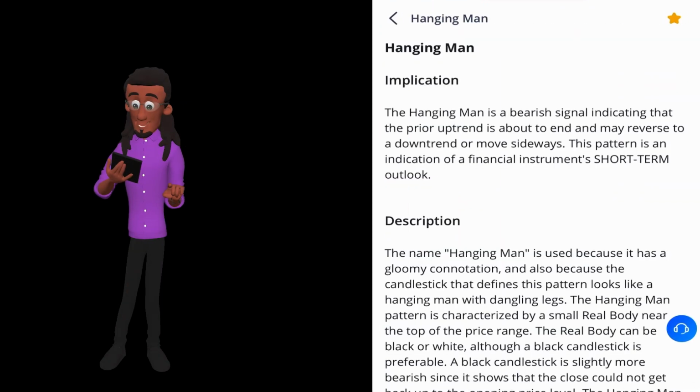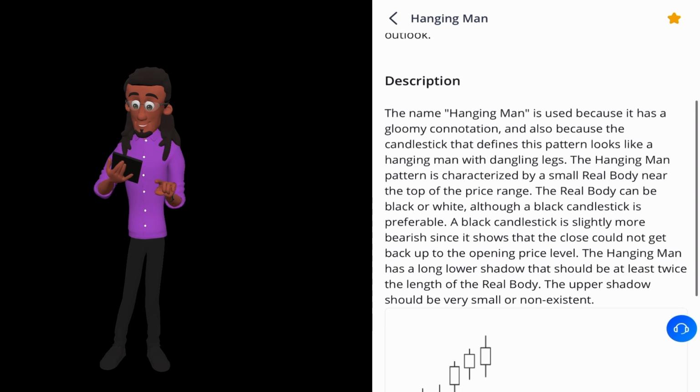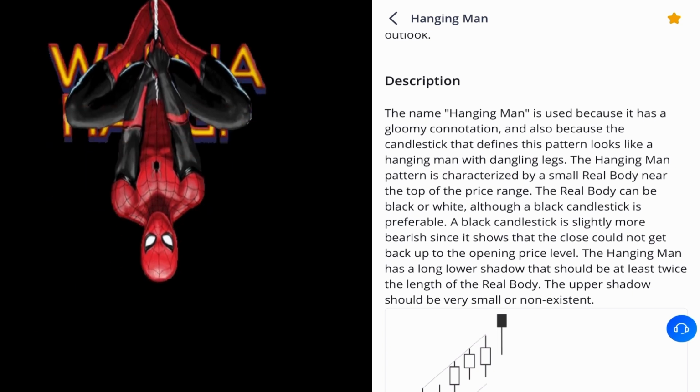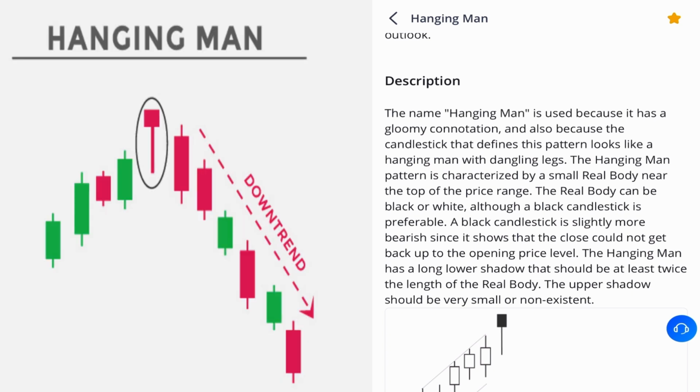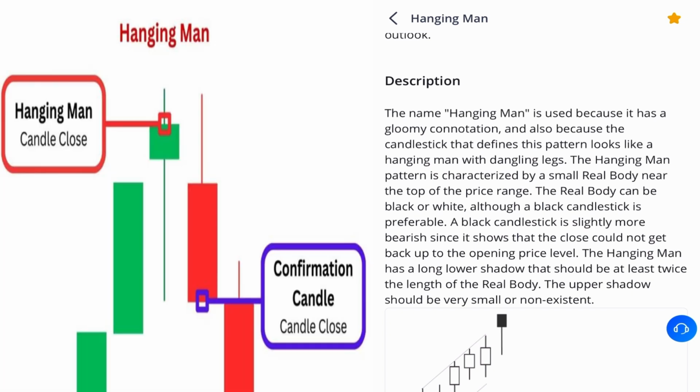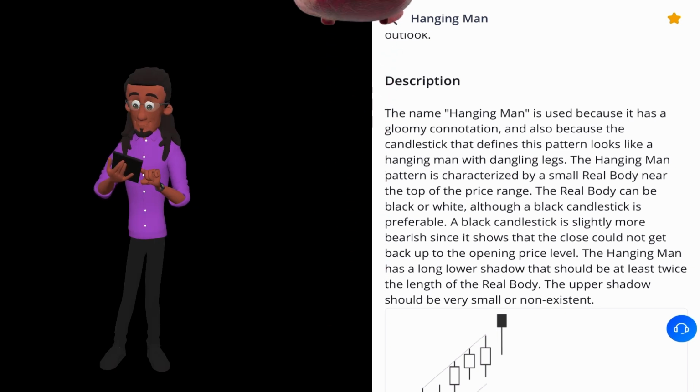So let's look at a little bit more insight about the hanging man. The name hanging man is used because it has a gloomy connotation, and also because the candlestick that defines this pattern looks like a hanging man with a dangling leg. The hanging man pattern is characterized by a small red body, can be black or white, or in our case, green or red, although a red candlestick is preferred.